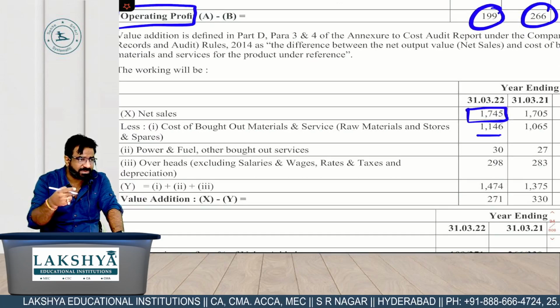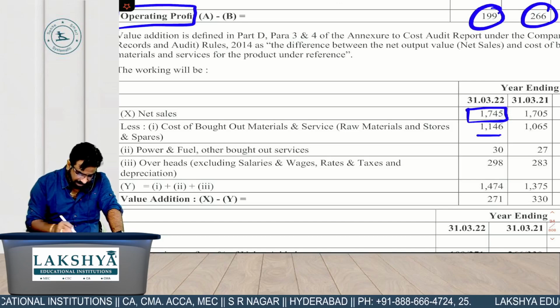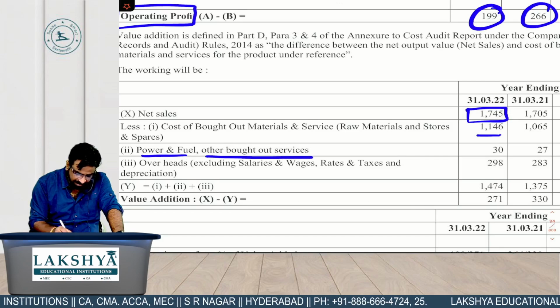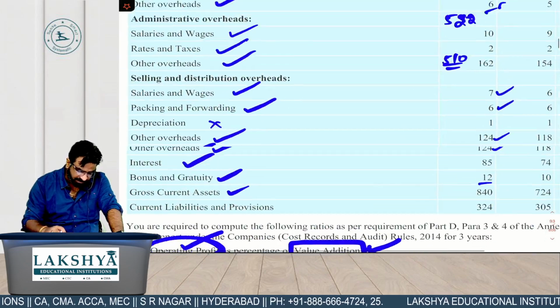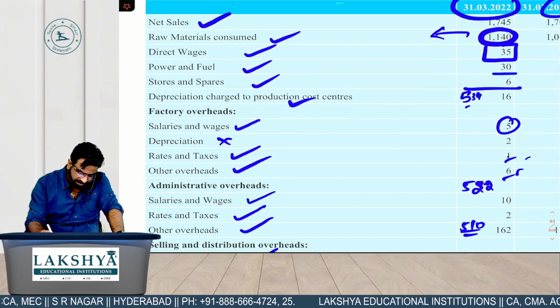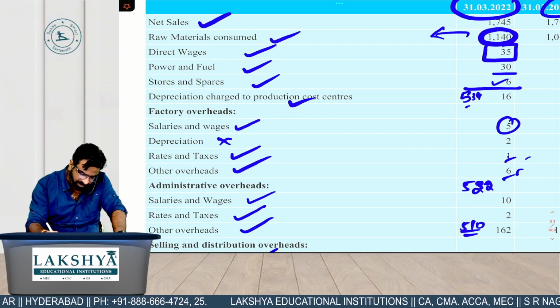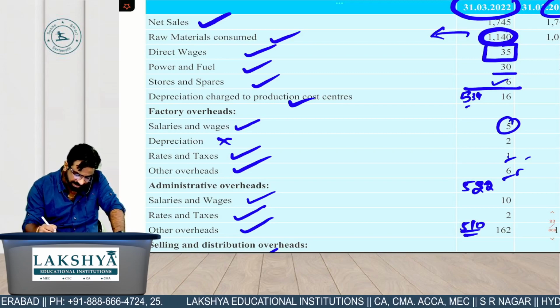The adding of these two, 1140 plus 6 was the stores and spares, and minus power and fuel and other bought out services. What are the power and fuel and other bought out services? What is the power and fuel everyone? 36. Minus ये वाला already consider हो गया and we have already done this one. तो minus 30 करना कितना है?